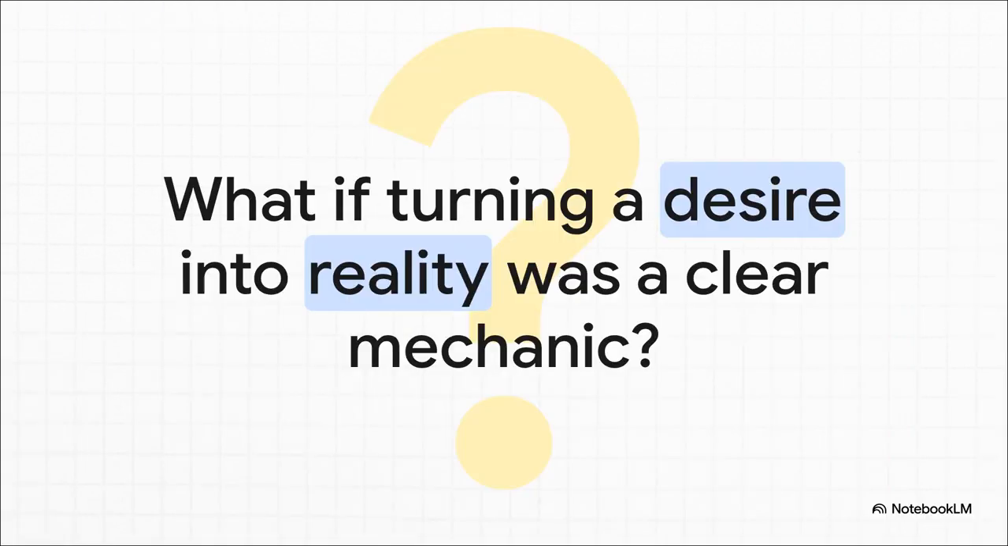So let me ask you this. What if manifestation wasn't about luck or wishing or some kind of magic? What if it was just about following a psychological system, a set of instructions for your own mind that, if you follow them correctly, pretty much have to produce a result? Well, that is exactly the framework we're going to unpack today.